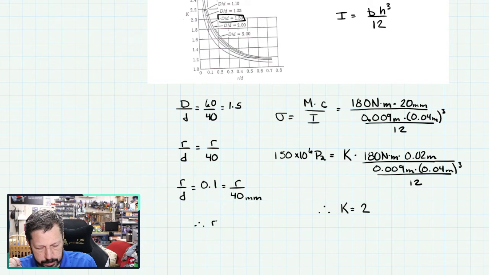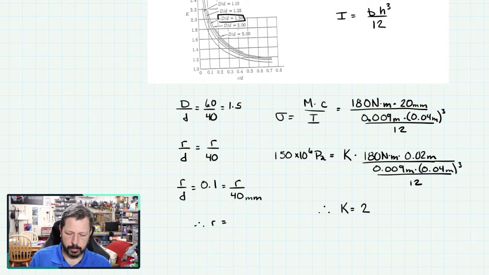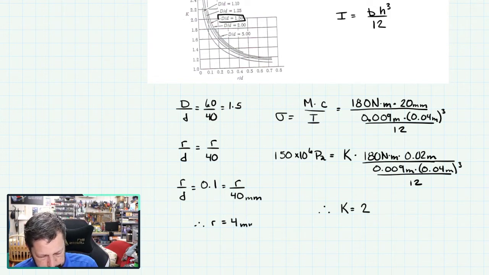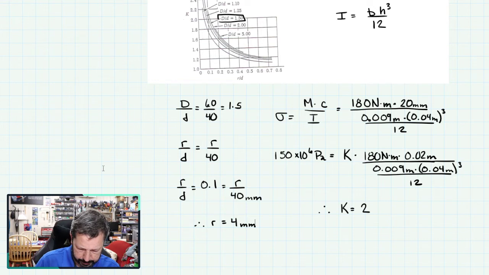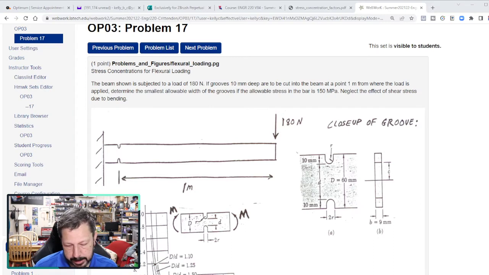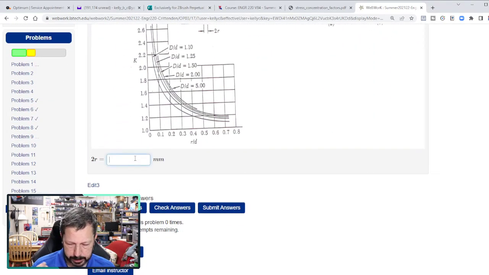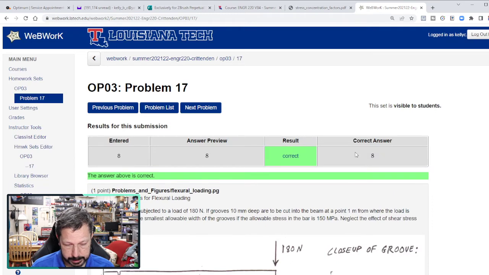So therefore R must equal 0.1 times 44 millimeters. Now I think they actually weren't asking for that though. The problem is asking for determine the smallest allowable width of the grooves, and you can kind of see that here. That is 2 radiuses, so 8 millimeters. Why don't we plug in 8? Oh, it even says 2R. This one's kind of set up to be really straightforward. Let's see if we're correct. Yes, we are correct. All right.